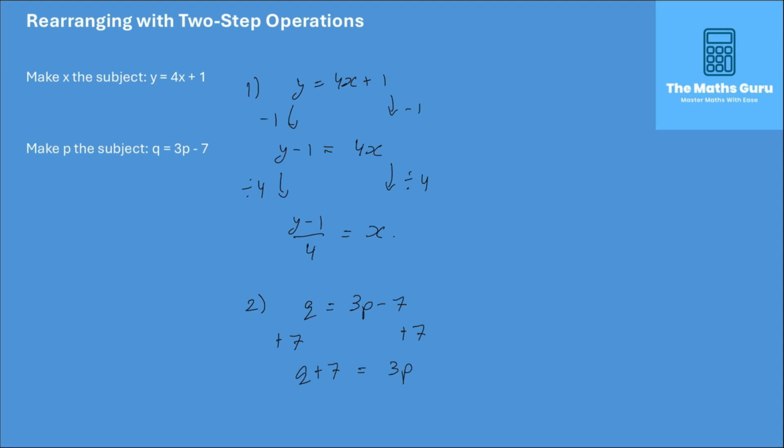Now our p is being times by 3. To reverse this, we divide through by 3 on both sides. So we get q plus 7 divided by 3 is equal to our p. Okay, hopefully that makes sense. Hopefully you're with me. Now we're going to move on.